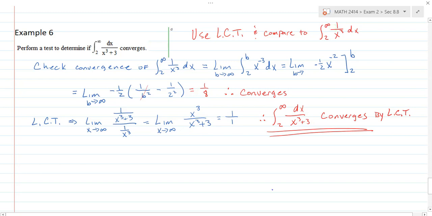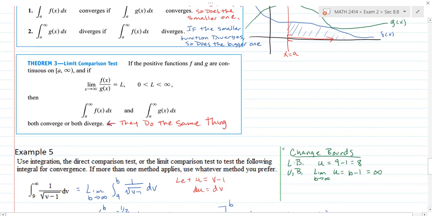That statement is true only if this limit is equal to a finite number. The test is inconclusive if this limit is equal to infinity. Let's look back at the limit comparison test. It says if. If means these conditions have to happen. If the positive functions f and g are continuous, and if that limit is equal to a finite number, then we get this. They do the same thing. If that limit is equal to anything other than a finite number, this test would be inconclusive and you would have to try something else.